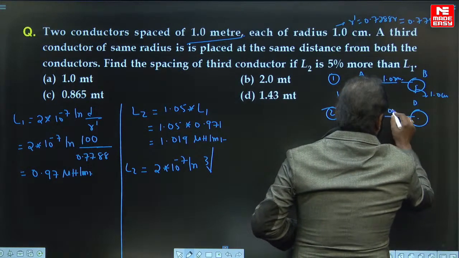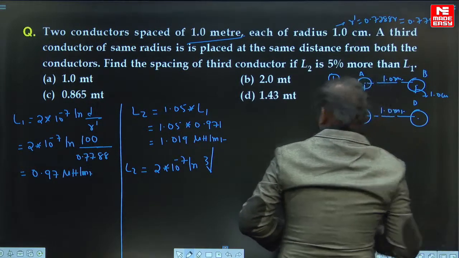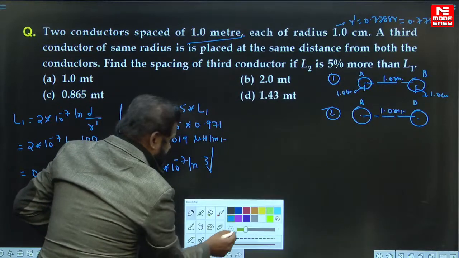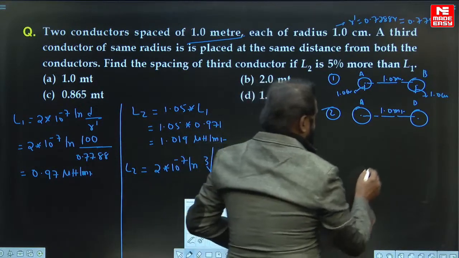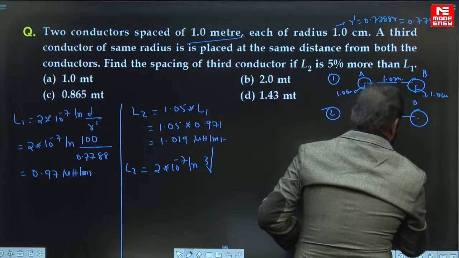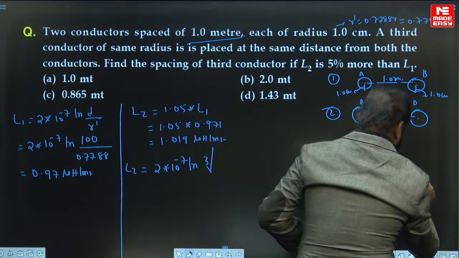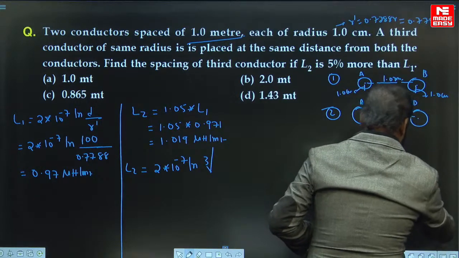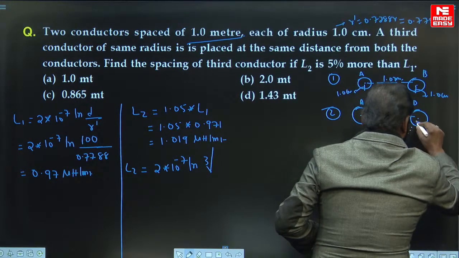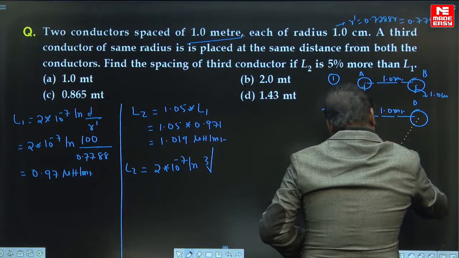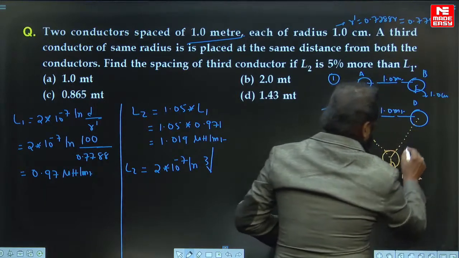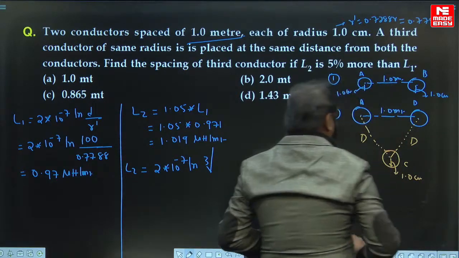It is having the 1 meter distance, and what it said is that a third conductor is being placed here. Okay, a third conductor has been placed here. So the third conductor C, it is said, is of the same radius, 1 centimeter. So it is kept at the same distance from both A and B. So this is the D and this is the D.